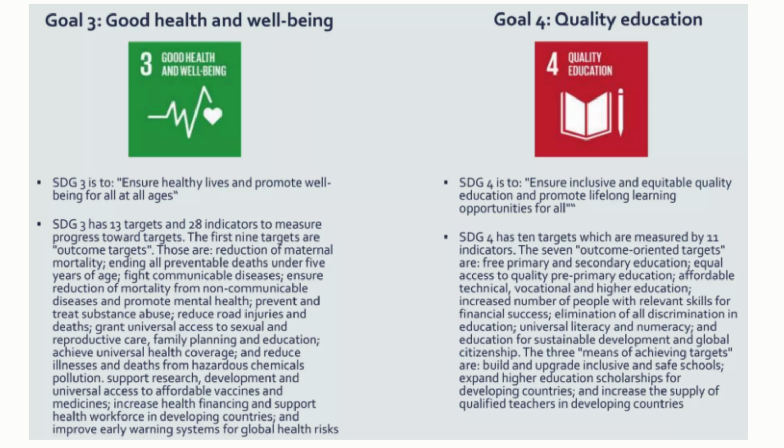The 7 outcome-oriented targets are free primary and secondary education, equal access to quality pre-primary education, affordable technical, vocational, and higher education, increased number of people with relevant skills for financial success, elimination of all discrimination in education, universal literacy and numeracy, and education for sustainable development and global citizenship. The three means of achieving targets are to build and upgrade inclusive and safe schools, expand higher education scholarships for developing countries, and increase the supply of qualified teachers in developing countries.